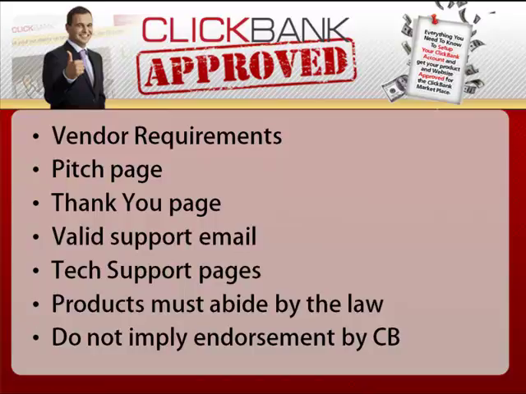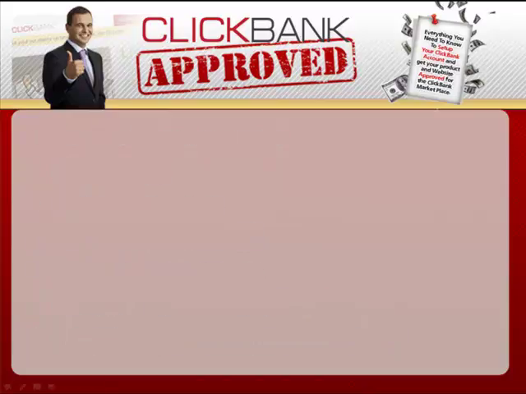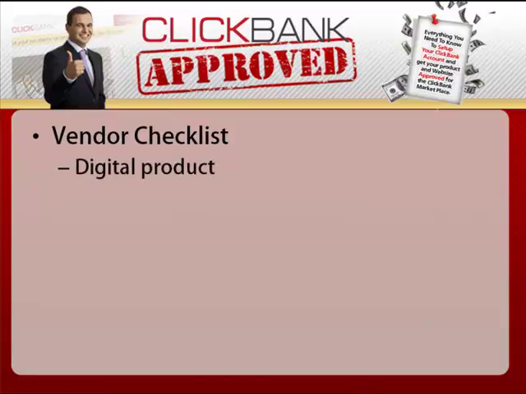Okay, let's look at the vendor checklist of what we're going to be going through here, the process, so that we're ready to get our product submitted. First off, we need to have a digital product. It's already been discussed, and we need to have picked a format that's going to be compatible with most computer systems that would be downloading it.